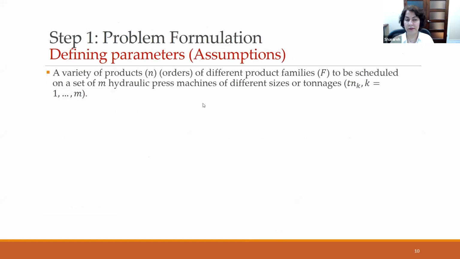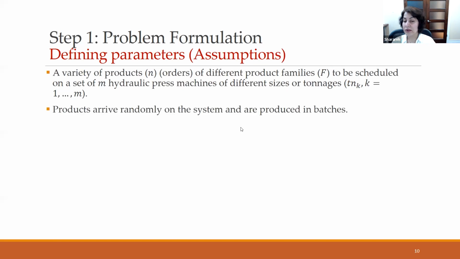Of course, we have to formulate the problem. Formulation of the problem is basically providing a mathematical formulation of the production scheduling, which means stating the assumptions we have here. We are assuming that we have n products that belong to different families of products, and these products need to be assigned to different machines. We assume that there are M hydraulic press machines in that case study, and the machines have different sizes and tonnages.